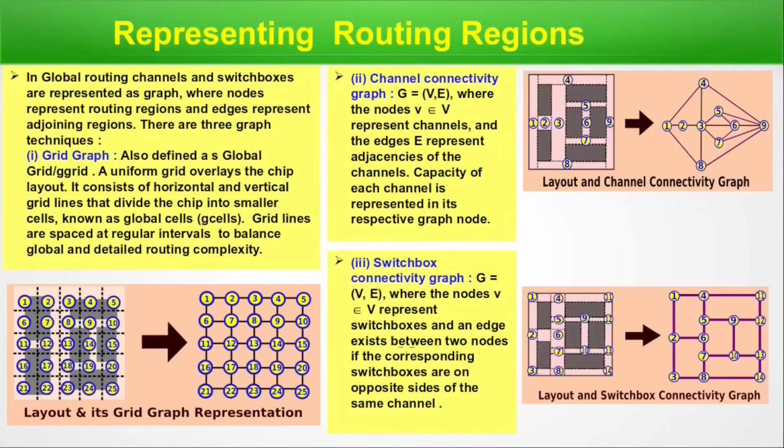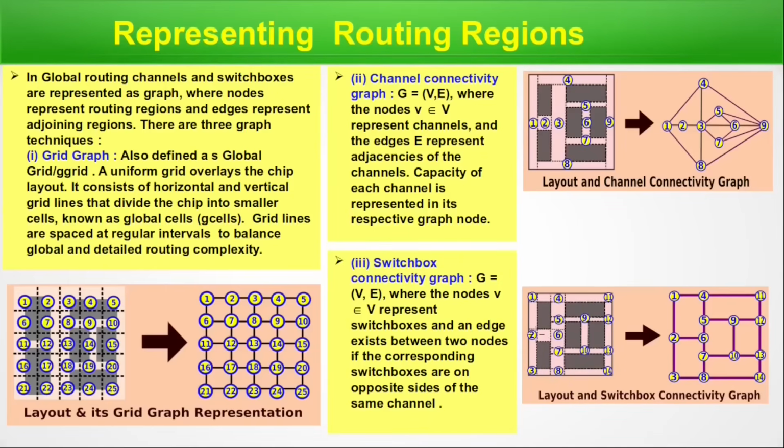And now the switchbox connectivity graph, where the nodes V represent switchboxes and an edge exists between two nodes if the corresponding switchboxes are on opposite sides. So the nodes represent switchboxes, from where it's crossing, this way and that way. That's one crossing, second crossing, third crossing, that could be a crossing, that is another crossing from here and there, that is the crossing of these and that, 2 to 6 and this way. It's all crossings. So an edge exists between two nodes if the corresponding switchboxes are on opposite sides of the same channel.